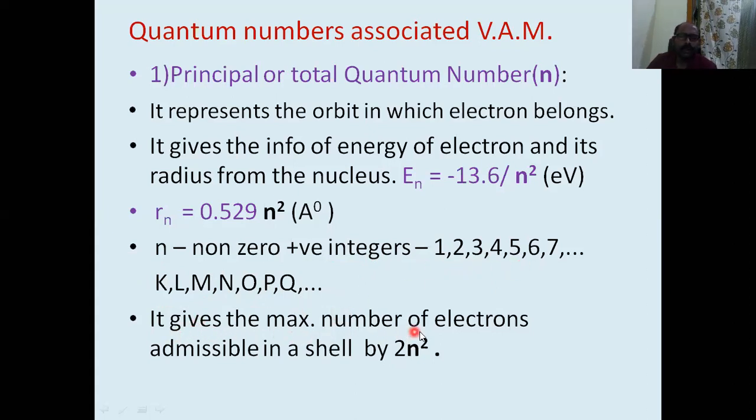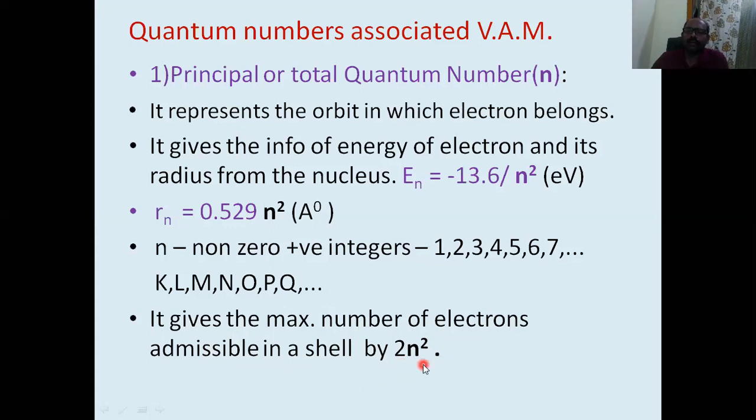It gives the maximum number of electrons admissible in a shell. The quantum number n also gives the maximum number of electrons admissible in a particular shell, by the quantity 2n square. What is the maximum number of electrons in the first orbit? In that case n is equal to 1, so 2n square gives 2. Obviously we observe the electron configuration 1s2 only.